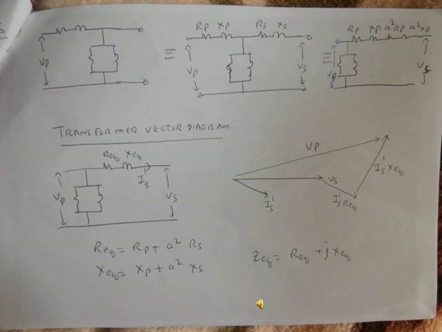And then the magnetizing components we can shift to the input side. So we can draw this equivalent circuit diagram, and the equivalent circuit diagram is given in the figure. The input voltage is VP, the output voltage is VS, and the equivalent current is IS. From this equivalent impedance diagram, we can also draw the vector diagram. So we write down the equivalent resistance. R equivalent equals RP plus a squared RS. X equivalent equals XP plus a squared XS. So Z equivalent equals R equivalent plus j X equivalent.